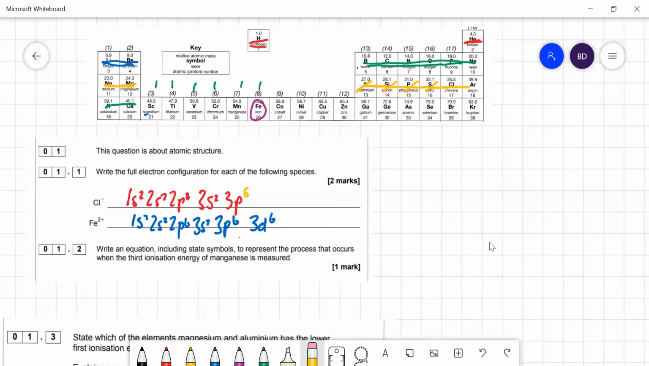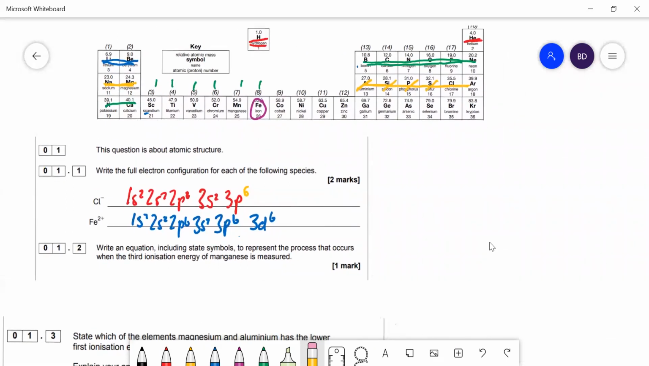1.2, the third ionization energy of manganese. You need an equation for that. So the third ionization is going to be losing the third electron. So it's already lost 2. So it's an Mn2+ ion. Gaseous, of course, has got to be the symbol. And it's going to lose 1 more to form Mn3+ and an electron.